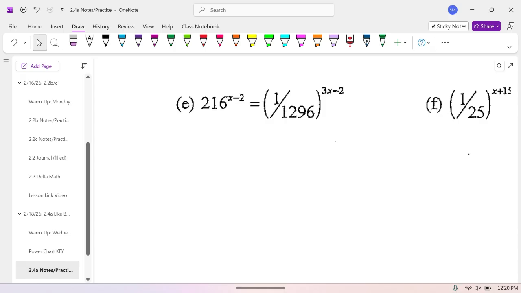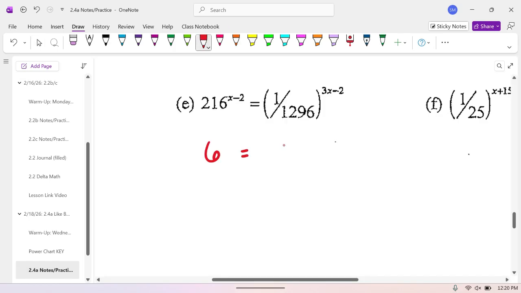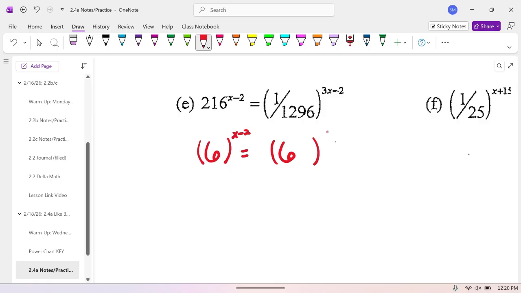All right? So, we can change these to be bases of 6. Now, 6 to what power is 216? 6 to the third power is 216. 6 to the what power is 1 over 1296? So in other words, take whatever power of 6 it is to equal 1296, just make it negative. Negative 4. Good.